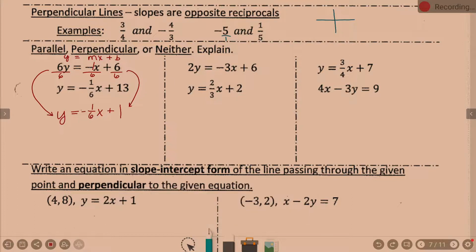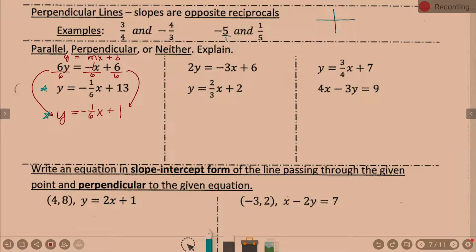Now, you need to tell me. This line here and this line here. You've got 3 choices. 33% chance of getting this right. Are the lines parallel? Are the lines perpendicular? Or neither?